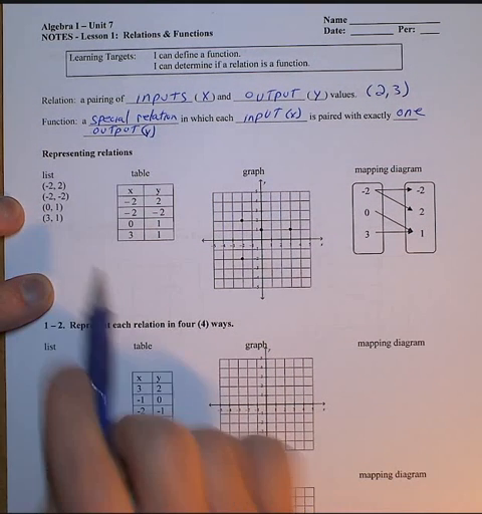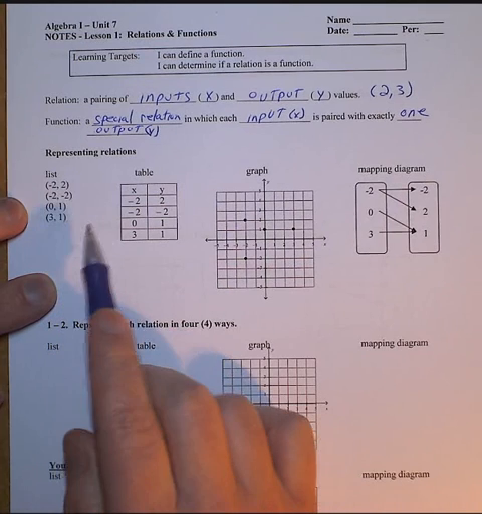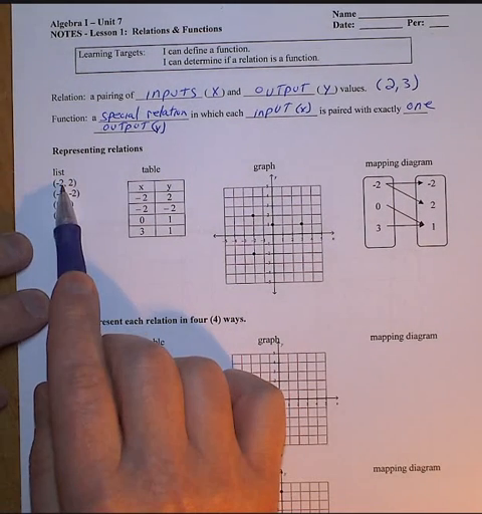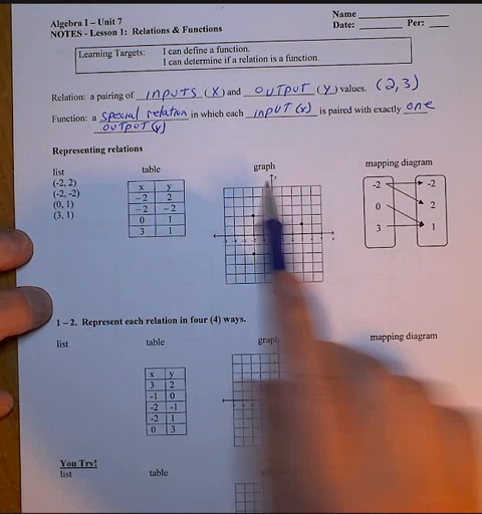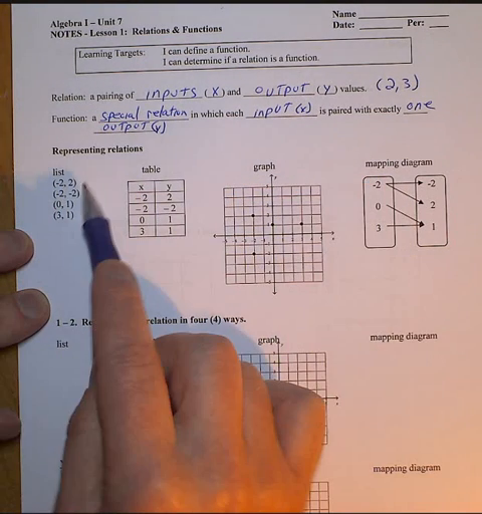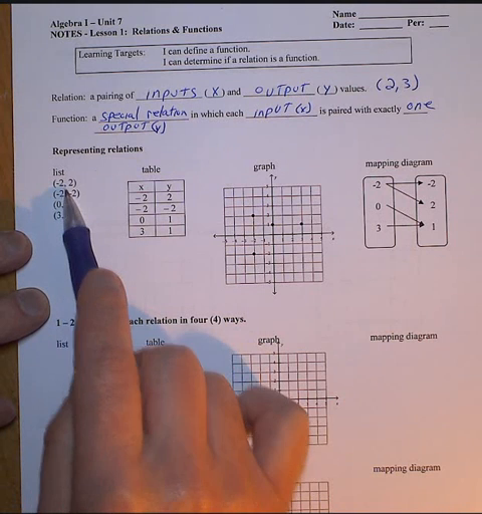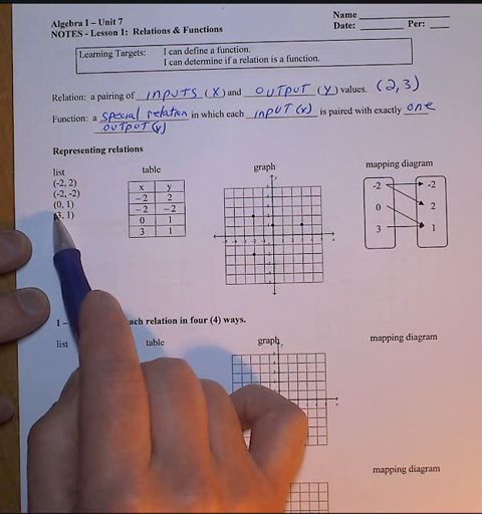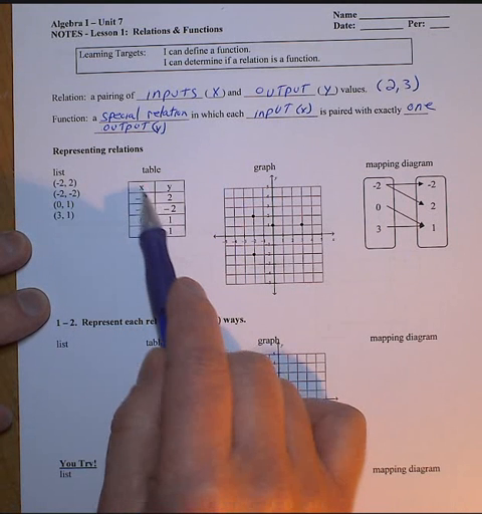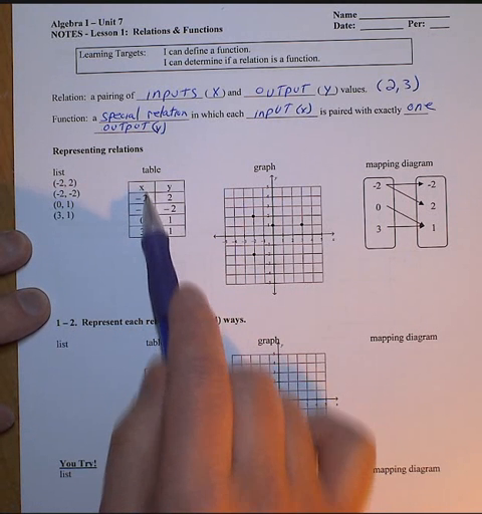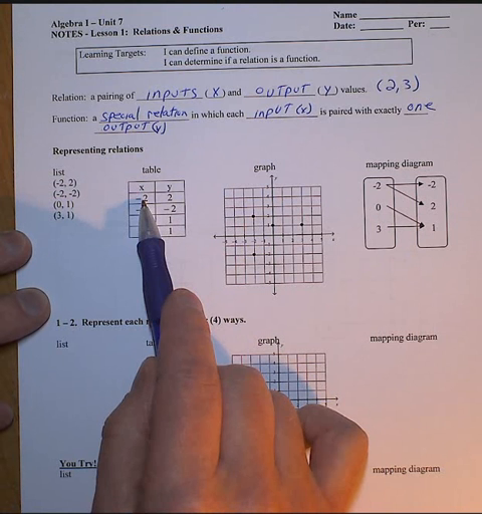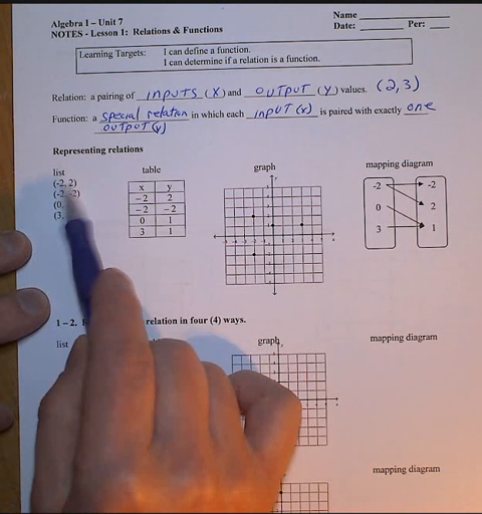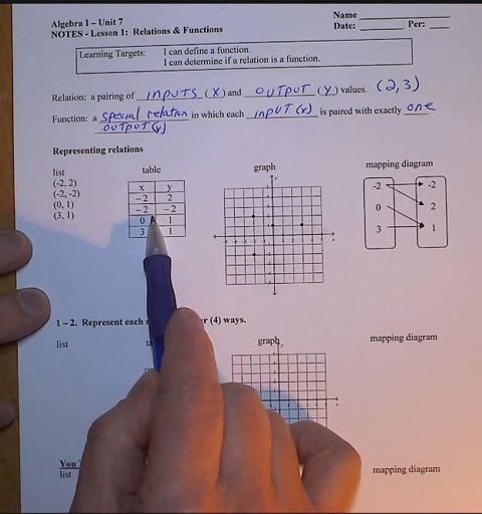So a couple different ways to represent relations. There's 4 different ways: list, table, graph, and mapping diagram. So lists are just like ordered pairs, a list of ordered pairs: (-2, 2), (-2, -2), and so on. Table, an XY table. Here's your x values, here's your y values. When x is -2, y is 2. Corresponds to these ordered pairs. You just put them in a table.